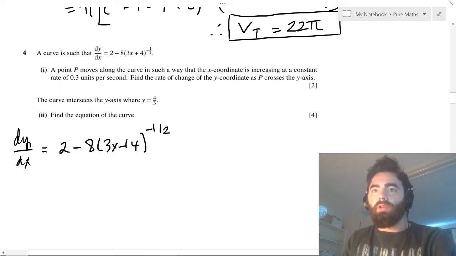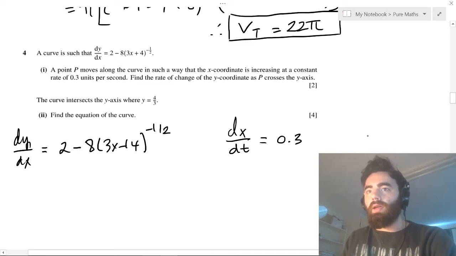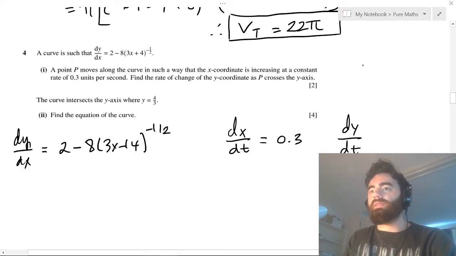A point P moves along the curve in such a way that the x-coordinate is increasing at a constant rate of 0.3 units per second. So our dx/dt, this is of our point P, equals 0.3. Find the rate of change of the y-coordinate as P crosses the y-axis. So we need to find dy/dt when P crosses the y-axis.